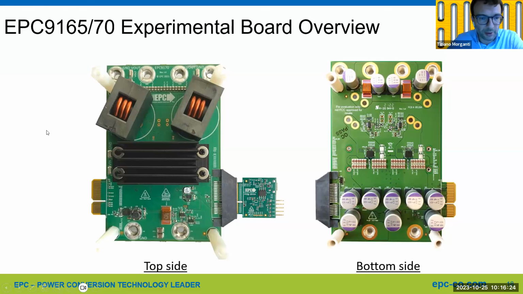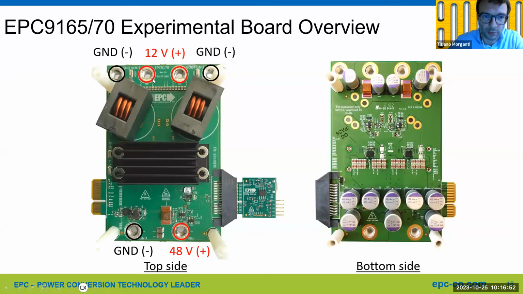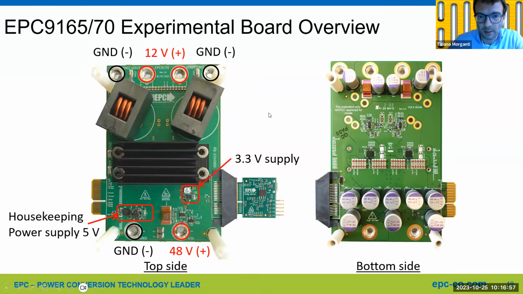This is a picture of the board. So you can see the output inductors. This is the top side with the heatsink. Below the heatsink, there are the GaN FETs. And on the bottom side, only for the EPC9165, we have the gate driver. The 9170 is based on the power stage, so there is no gate driver underneath. So those are the input terminals, output terminals. Those are just in parallel. And this is the housekeeping power supply.